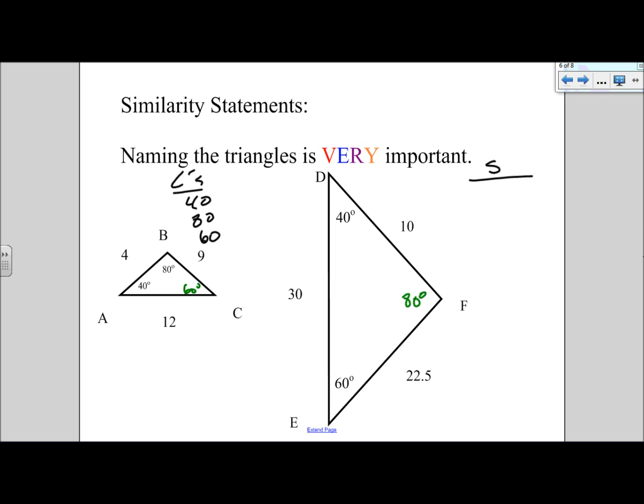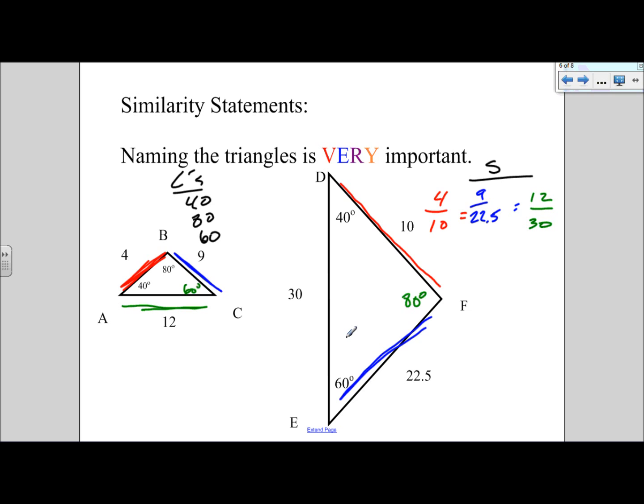Now, here's the very, very important part also. Match short to short, medium to medium, long to long. So the short side on this one is 4, the red side. What's the short side on the big one? DF. 4 is to 10. Now let's go medium. 9 is to the medium on this one, which is 22.5. Which, then lastly, the long side of this one, 12 is to 30.